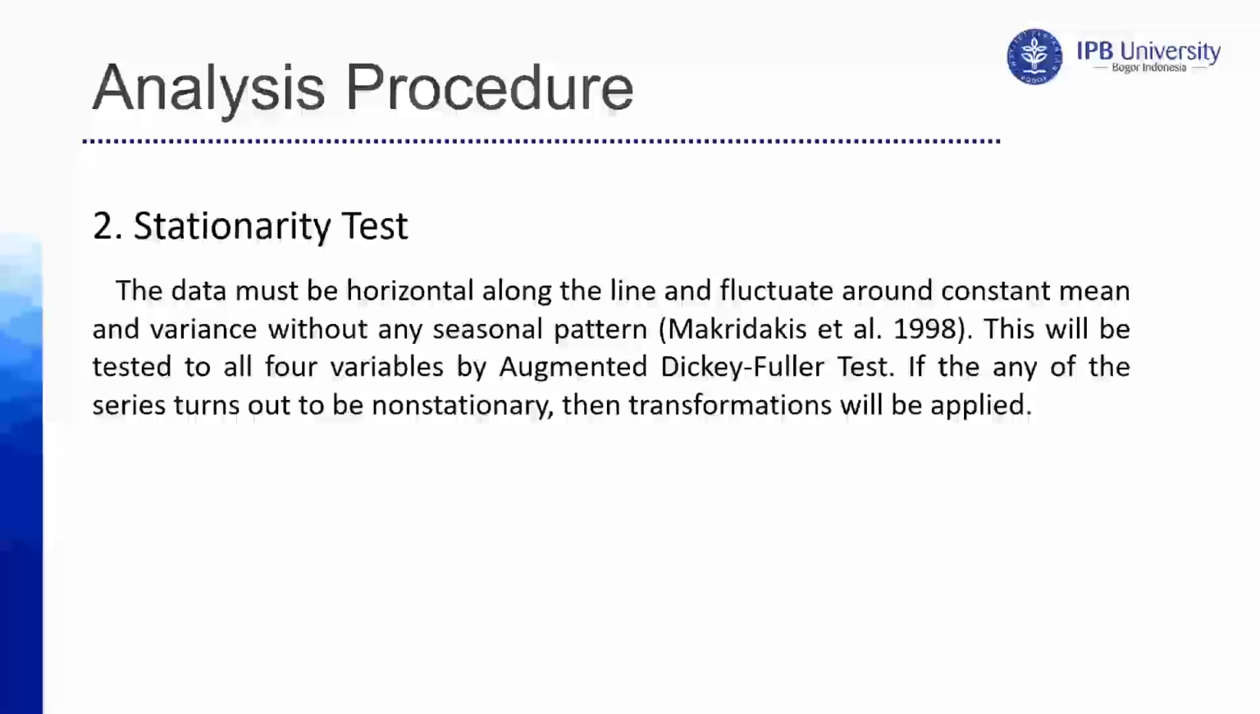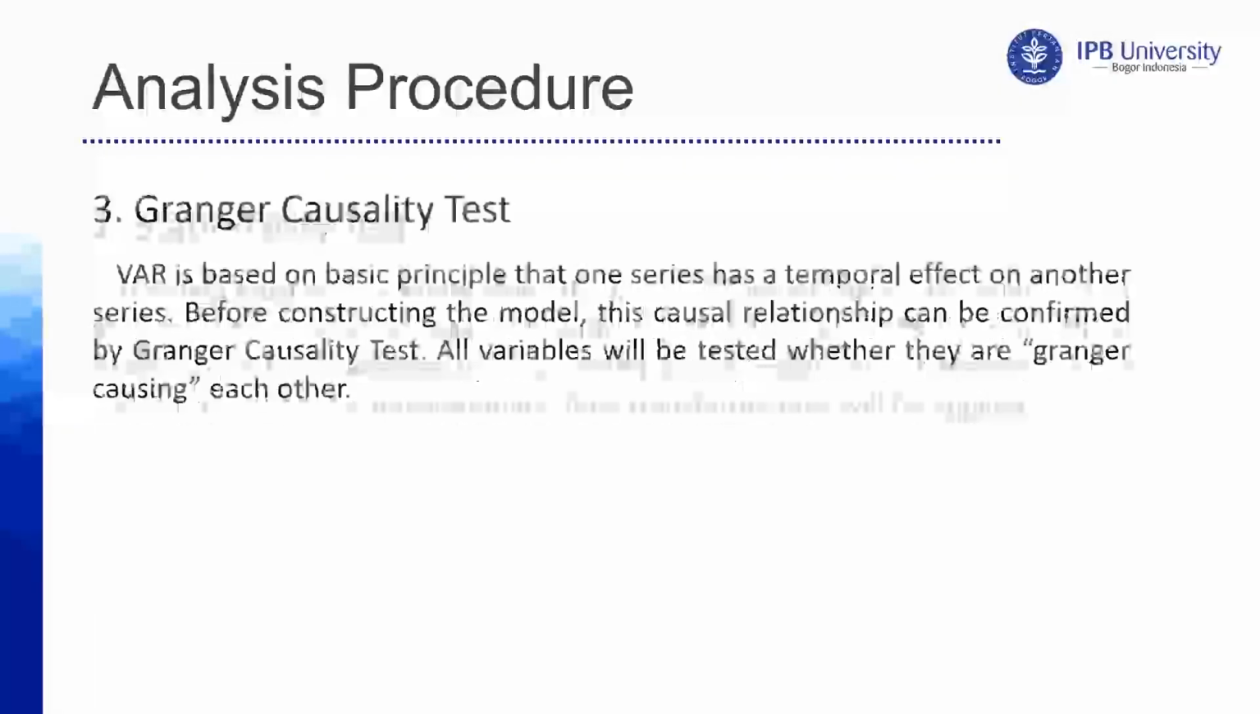Next, test for stationarity using the augmented Dickey-Fuller test. In simplified terms, stationarity means the data must be horizontal along the line and fluctuate around a constant mean and variance without any seasonal pattern. Cited from Makridakis et al. 1998. The test will be applied on all 4 variables.